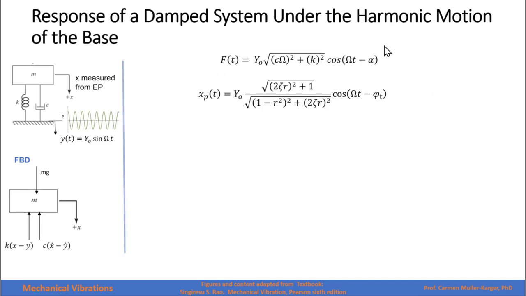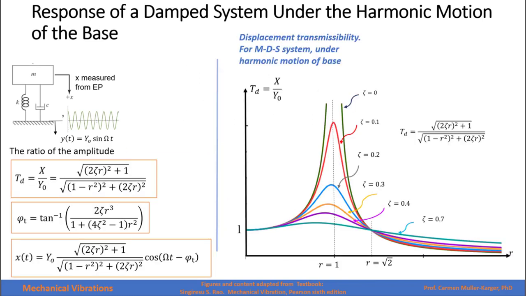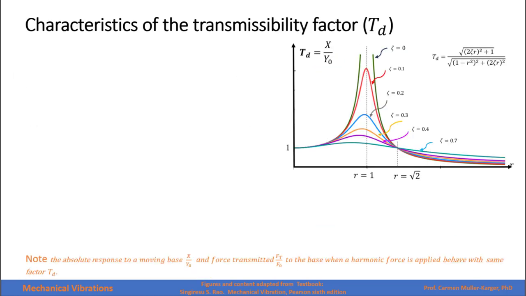In conclusion, when we have this type of external force, which is caused by a moving base, we have this response. The ratio between the amplitude of the response and the amplitude of the base motion is called the displacement transmissibility. As you see, it has the same form as the transmissibility factor we studied for the force transmitted to the base. We already studied the characteristics of this graph, and here I can post them for you again.